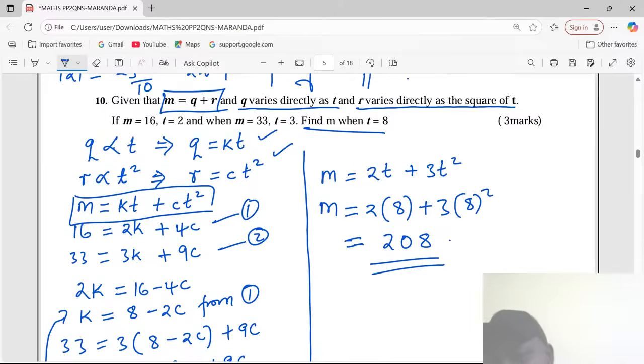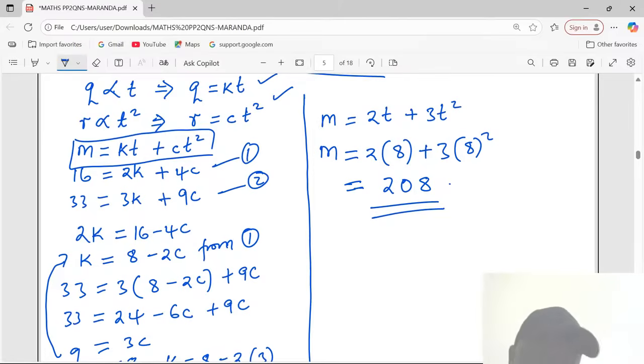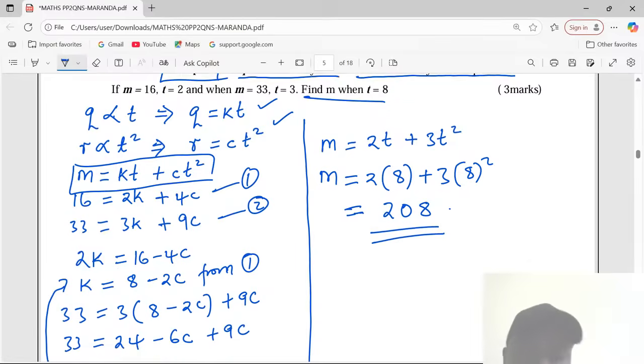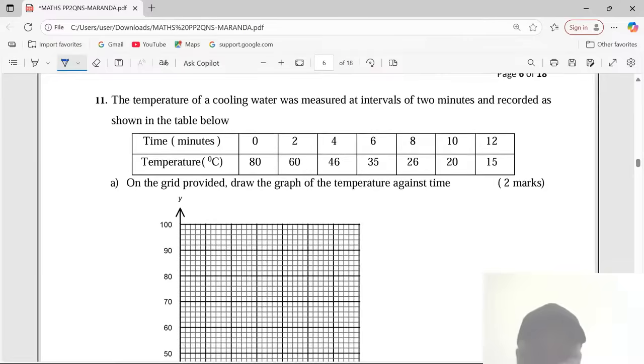This is again not a very cheap question. People should take it with the weight that it deserves. You are supposed to interpret questions very carefully. Number 11 is a graphical question. Still together with you on the comments.